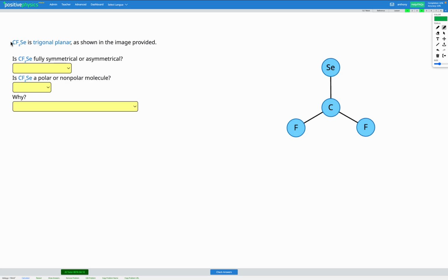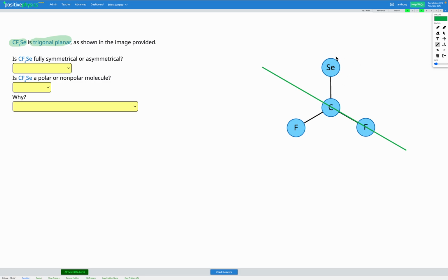In this question, we've got CF2Se, which is trigonal planar, as shown in the image provided. Now, based on the shape of our trigonal planar molecule, it looks like it's going to be symmetrical, because along this axis, it's symmetrical. We've got the F's on either side. Along this axis, it looks symmetrical. We've got an atom on either side. And along this axis, it looks symmetrical. We've got an atom on either side.